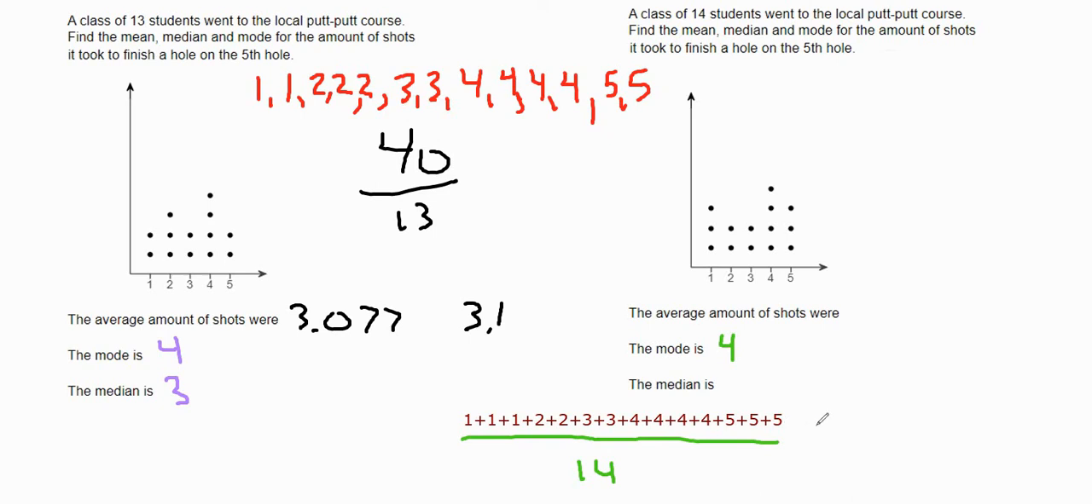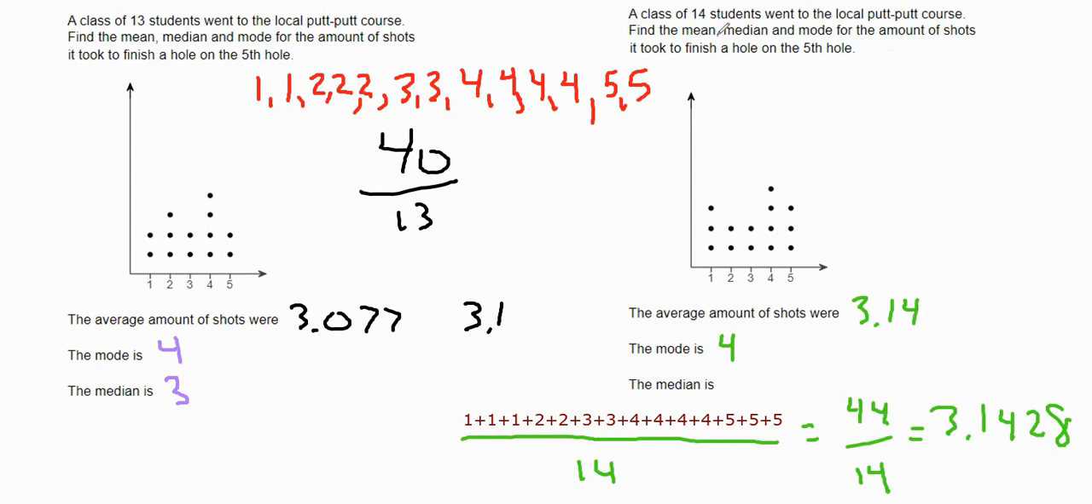Adding all the numbers up there will give us 44. And 44 divided by 14 is about 3.1428. And no, that's not the number pi, but it's pretty close to it. So the average is about 3.14. Just be sure to round it to the right place. The question will indicate it.